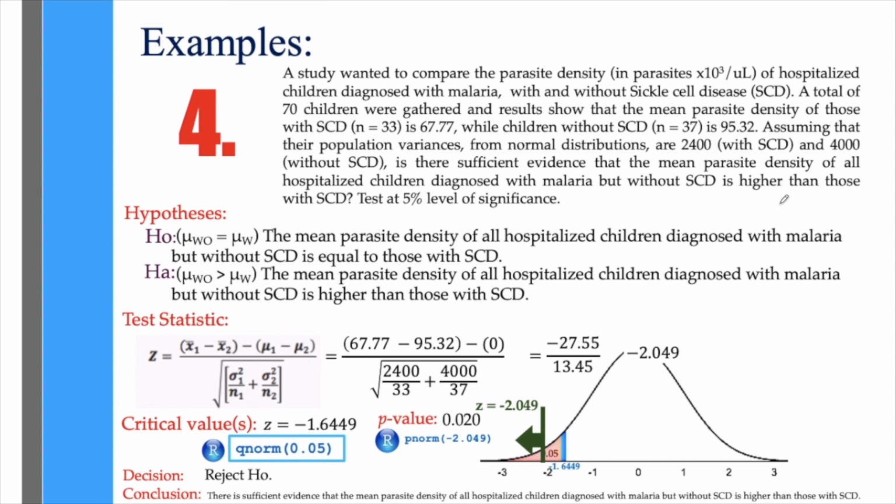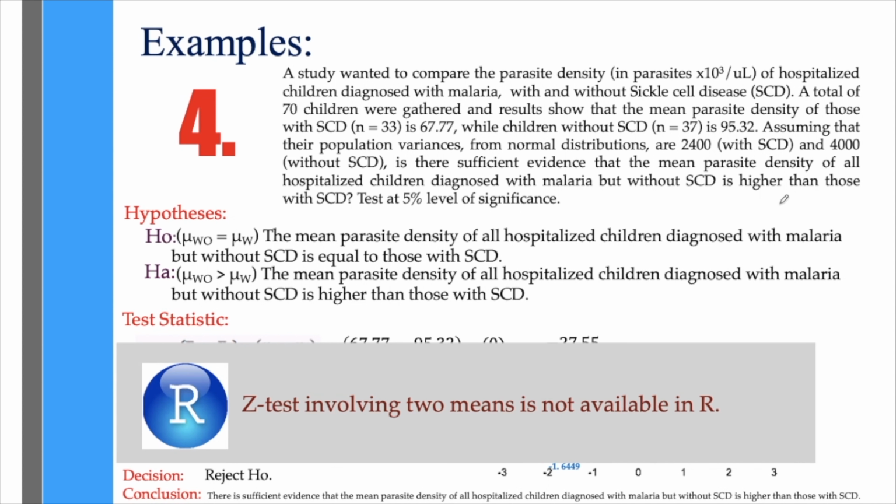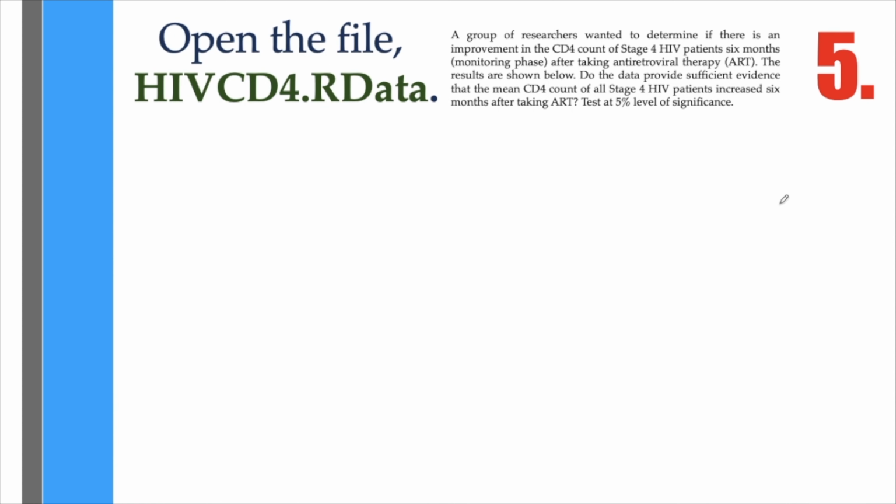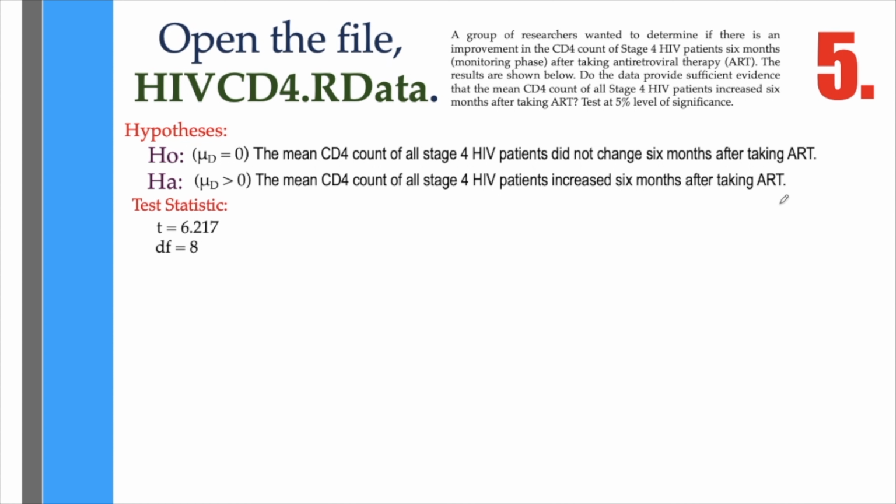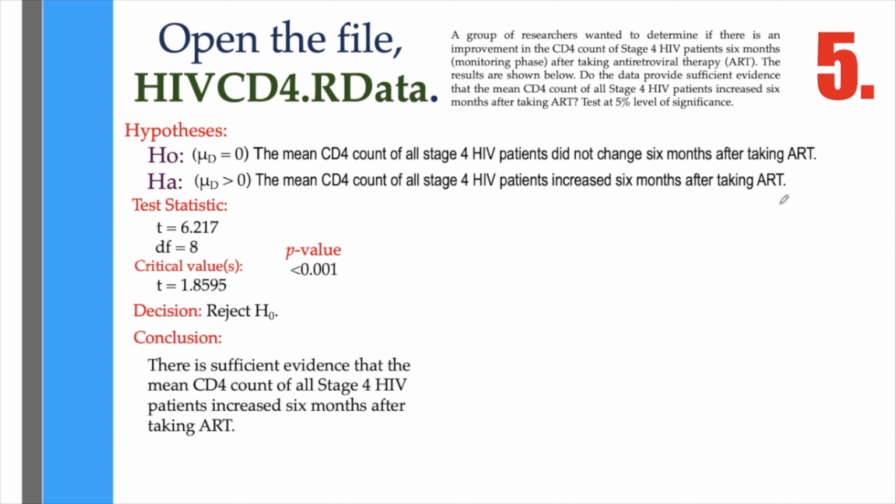Now moving on to example number 4, we will not perform that in R anymore since that is a z-test involving two means, which is not available in R. We may already move on with the last one, which is about the increase in the CD4 count of stage 4 HIV patients who underwent ART, or the antiretroviral therapy. So we had this null hypothesis and alternative hypothesis. We had this t-statistic and the critical value, and we rejected the null hypothesis and found as well that the p-value is less than 0.001.